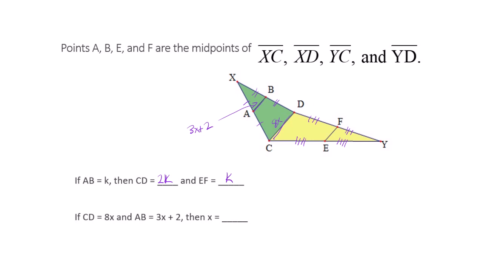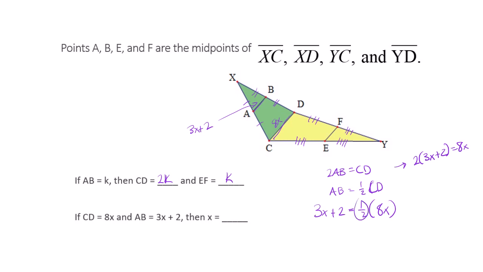We can do it a couple different ways. We can use our formula. We can say 3x plus 2 equals half of 8x, or half of CD. So AB is 1/2 of CD. Or the other way we could do this, we could say double AB equals regular CD. We can actually write this as 2 times (3x plus 2) equals 8x. So either way is fine, and you'll get the right answer either way.